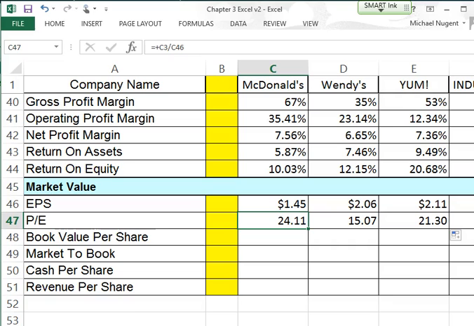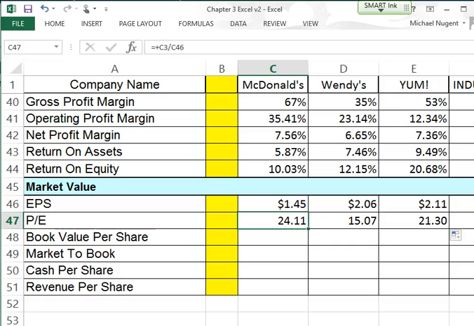But the more likes, it means the more people like it. The higher this PE is, like a like count, the more people like the stock, the more they're willing to pay for the stock. They're willing to pay 24 times for McDonald's, but only 15 times for Wendy's, and 21 times for Yum Brands. So people like McDonald's to the factor of 24 likes, only 15 likes for Wendy's, and 21 likes for Yum.